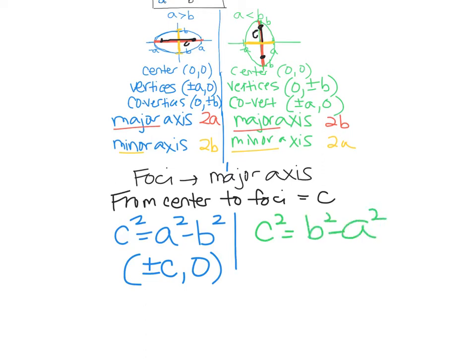And I know you feel like, oh my gosh, there's so many things to memorize. It's always just bigger minus smaller. Okay, so you don't need to remember is it A squared minus B squared or B squared minus A squared. It's just the bigger number minus the smaller number. And in this case, your foci would be at 0, plus or minus C. And that's how you find them.